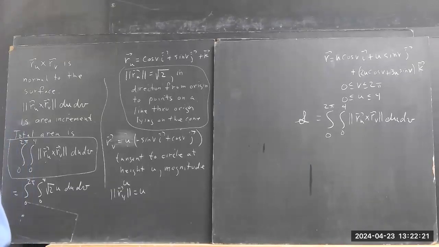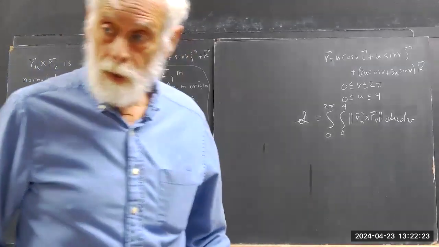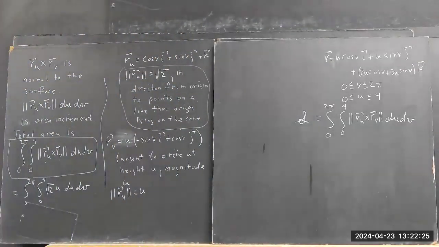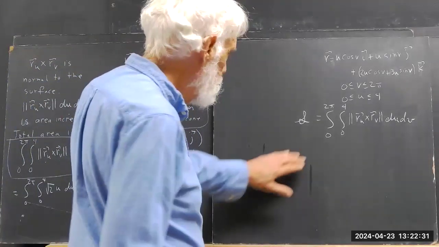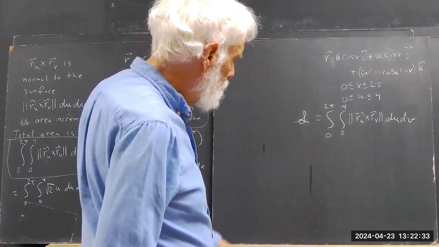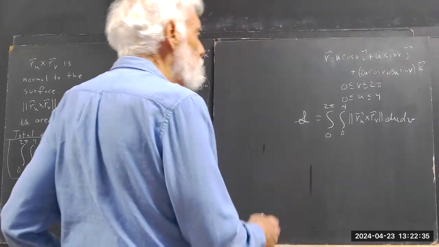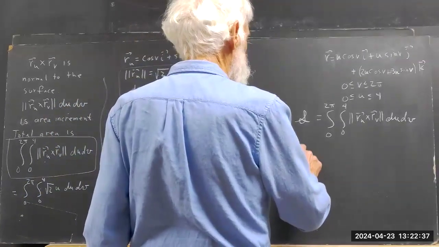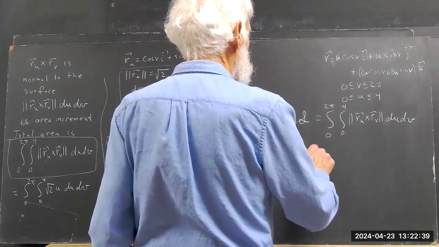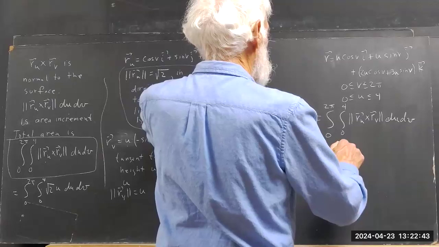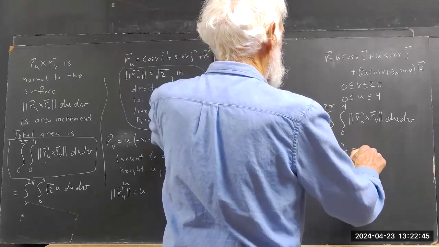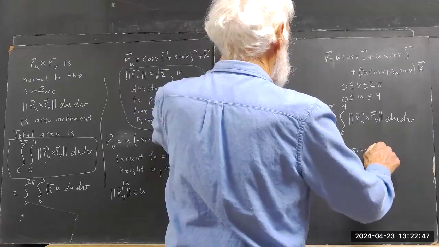Okay, now this is just mechanics. At this point, it's just kind of a mechanical process, although the more you think about the geometry of what the mechanical process is telling you, the better you understand it. So R_U equals cosine V i plus sine V j.